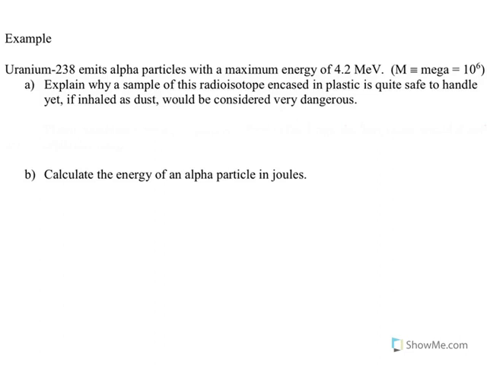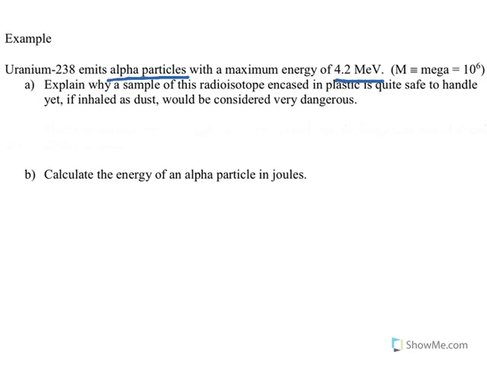Here's an example. That's just some properties of the different radiations, then a definition of the energy, and so here's an example of what we might do with the energy. Uranium-238 is something we commonly know emits alpha particles, with a maximum energy of 4.2 mega electron volts. Mega, just a reminder, is 10 to the power of 6. So explain why a sample with this radioisotope encased in plastic is quite safe to handle, yet even inhaled as dust would be considered dangerous.